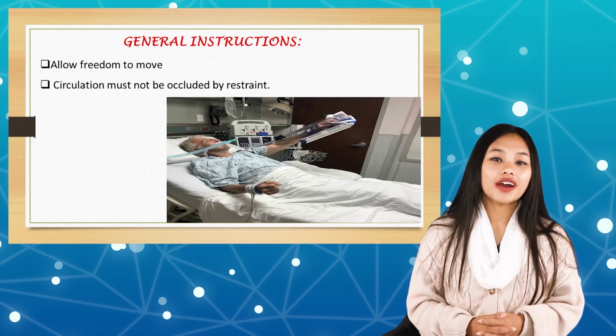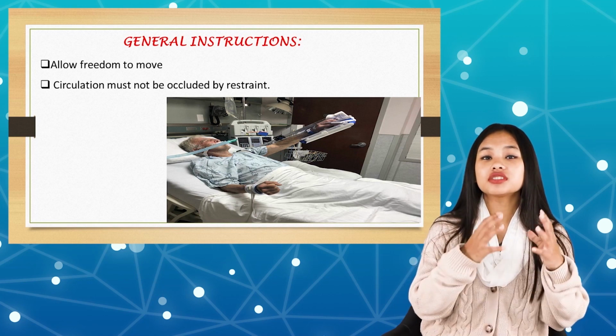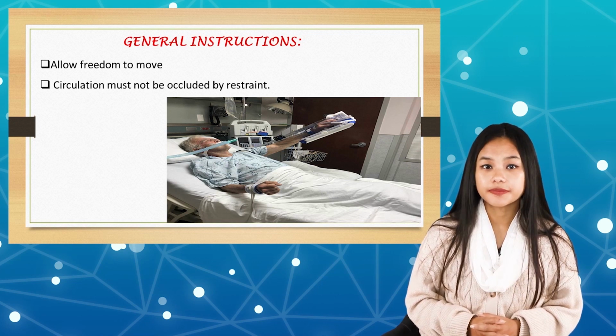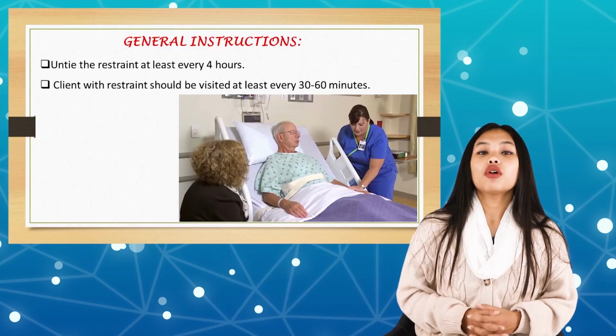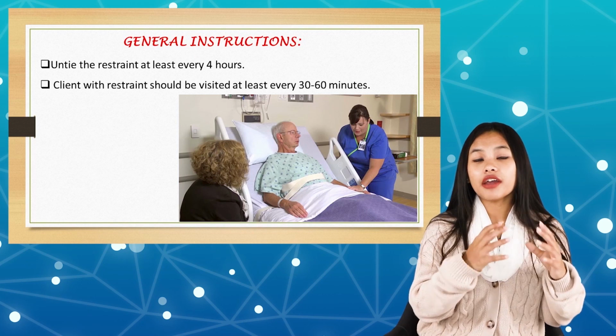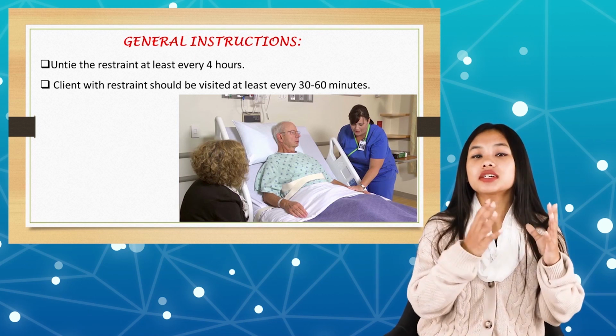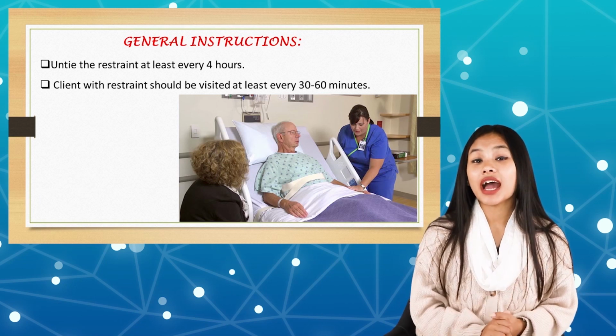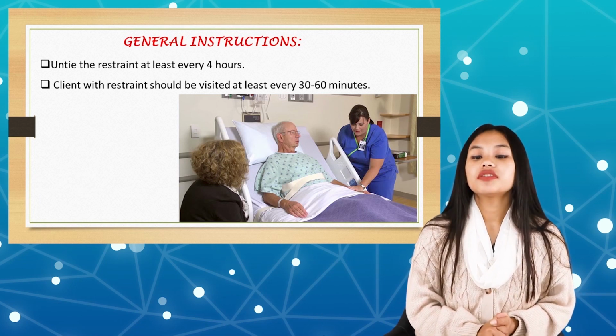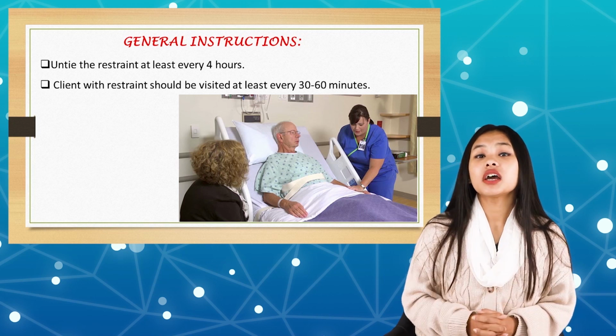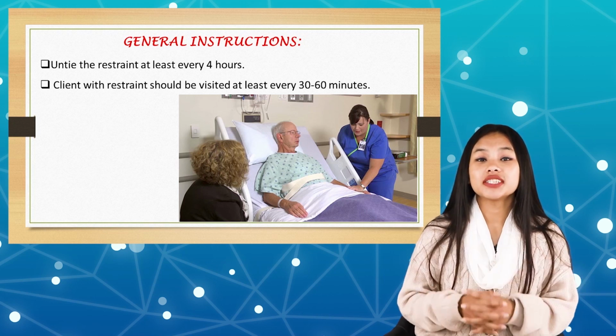And even when you are providing this restraint, you should make sure that the circulation is not occluded. You should also pad the bony prominence, and when you are applying these restraints, you should see that the normal body position of the client can be assumed. You can also untie the restraint at least every 4 hours so that the client will feel comfortable. And for a client to whom these restraint devices have been applied, you should always visit them at least once in every 30 to 60 minutes.